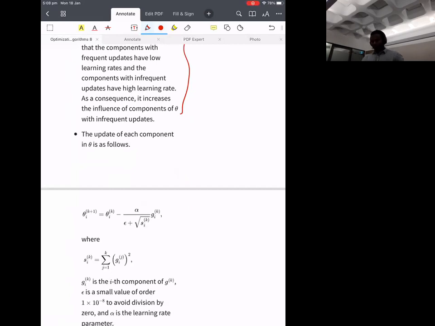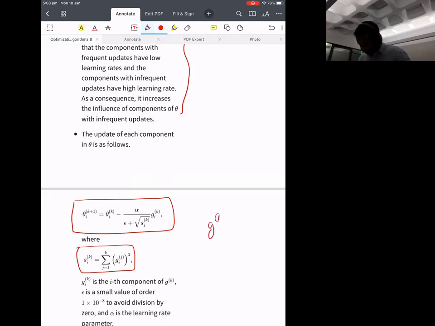So the update is as follows, and the good thing about this method is that we don't worry about separately finding the learning rate. It comes from the gradients directly. So look at the update of theta i. For each component, you have a cumulative summation of gradients in that direction.